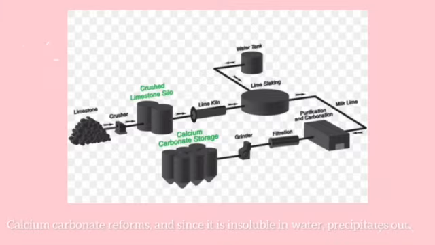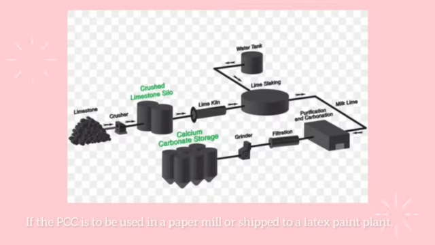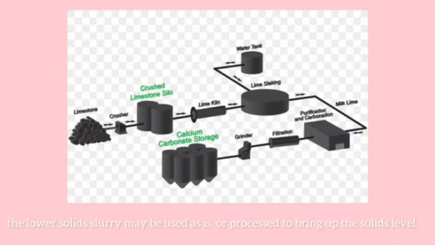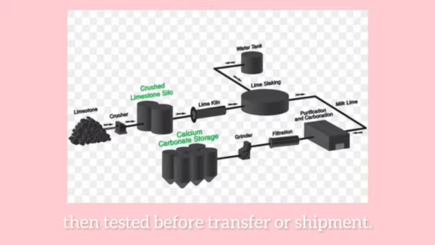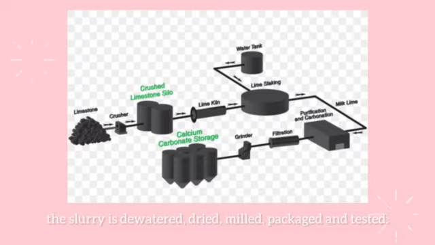Calcium carbonate reforms, and since it is insoluble in water, it precipitates out. Separate additional impurities and grit from the PCC slurry. If the PCC is to be used in a paper mill or shipped to a latex paint plant, the lower solids slurry may be used as is or processed to bring up the solids level. Then test before transfer or shipment. If the PCC is to be used as a dry product, the slurry is dewatered, dried, milled, packaged, and tested.